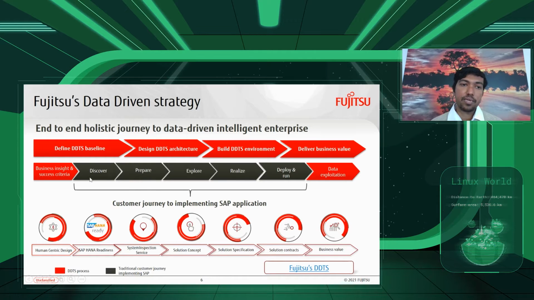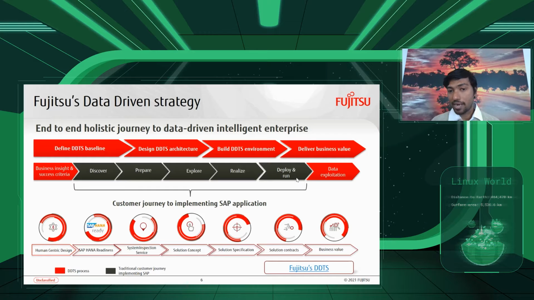But what we are saying is that we want to start from one step before, wherein we're looking at business insights, looking at business success criteria. And then, in an effort to meet these criteria, if part of the solution is an SAP solution, we then branch out into the standard process that we see ahead. And when we run through the process and come towards the end, we deploy the solution, we then step back, have a look at it and see how we can further exploit this to deliver additional business values.